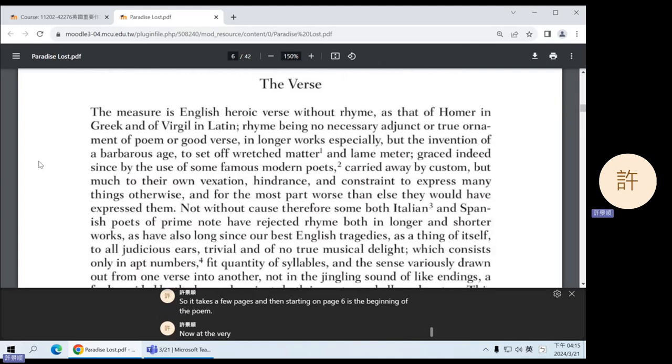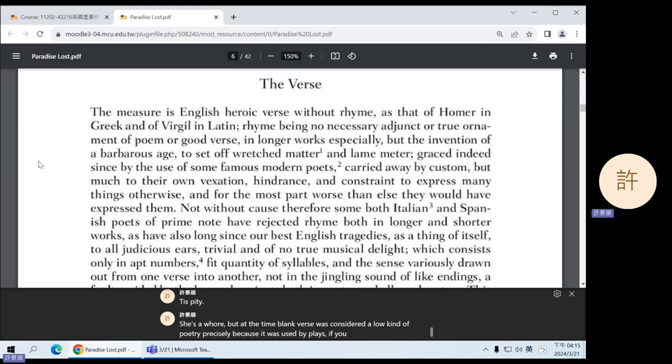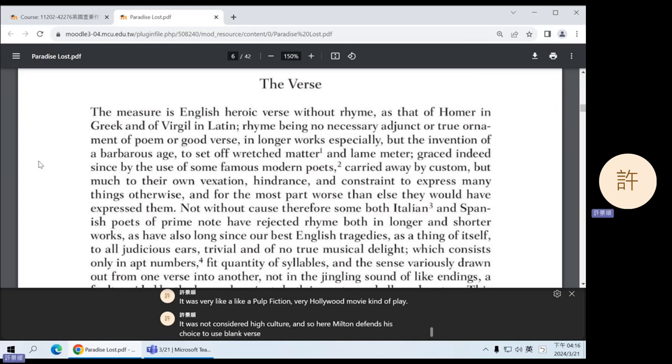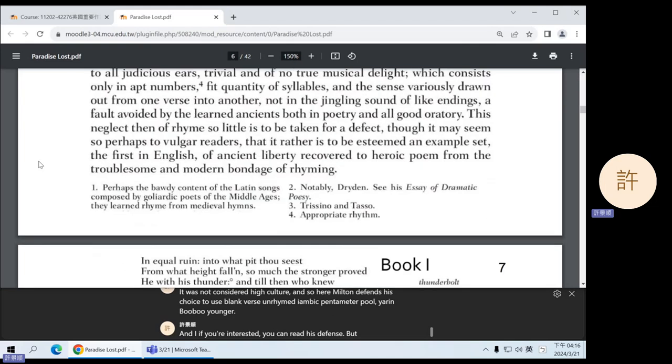Now, at the very beginning, Milton added a short preface. Here he defends the use of his poetry. So at the time, Milton uses blank verse, the same as the play that we read, 'Tis Pity She's a Whore. But at the time, blank verse was considered a low kind of poetry, precisely because it was used by plays. If you remember the play, it was very soap opera. It was very like a Pulp Fiction, very Hollywood movie kind of play. It was not considered high culture. And so here Milton defends his choice to use blank verse, unrhymed iambic pentameter. And if you're interested, you can read his defense, but we're not going to focus on that.